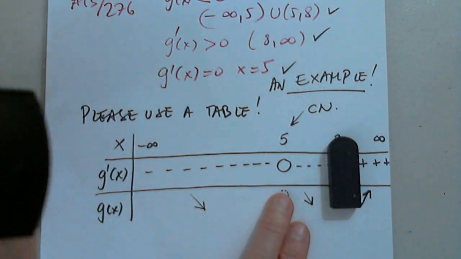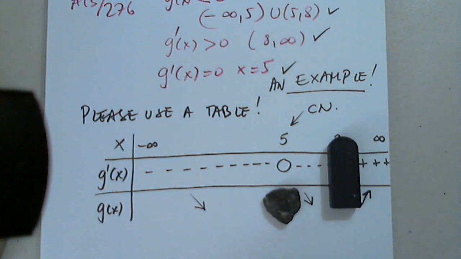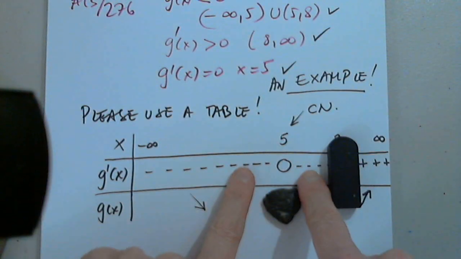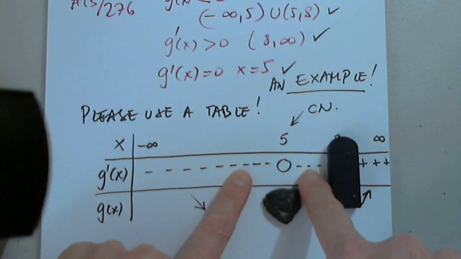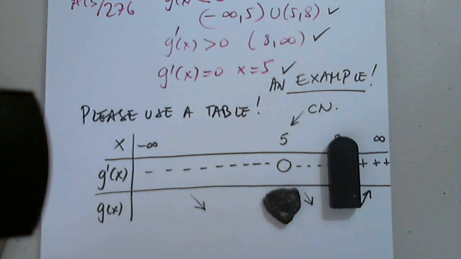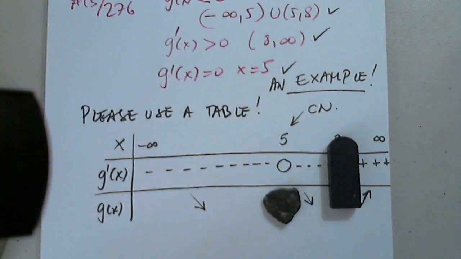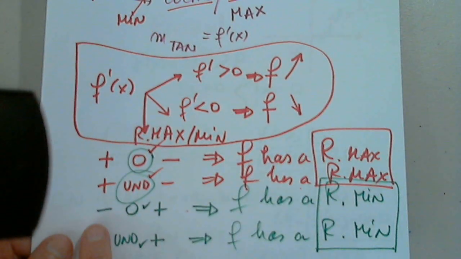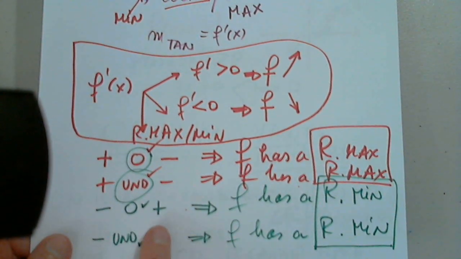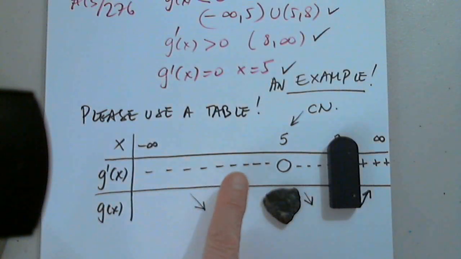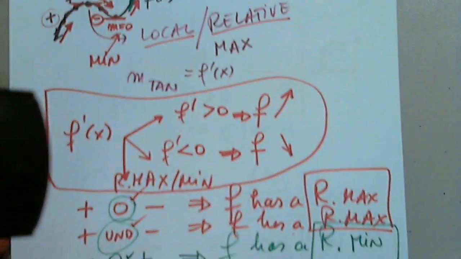Now the next question. 5 comma whatever you want. Will it be a max, a min, or none of the above? Neither. Exactly, because the derivative does not change sign. Brilliant. So let's come back. This is very important to understand. Negative, 0, negative.